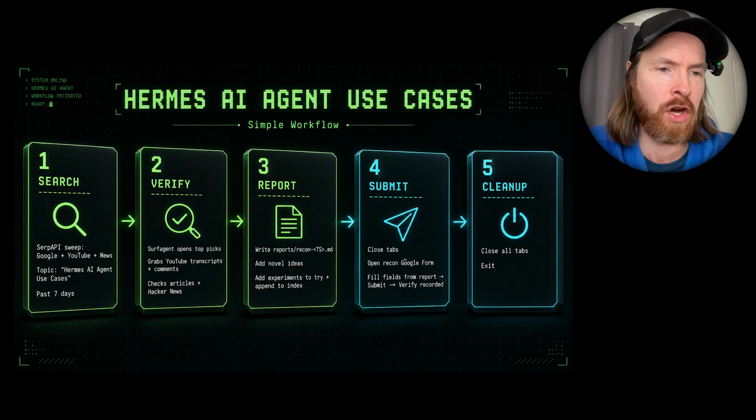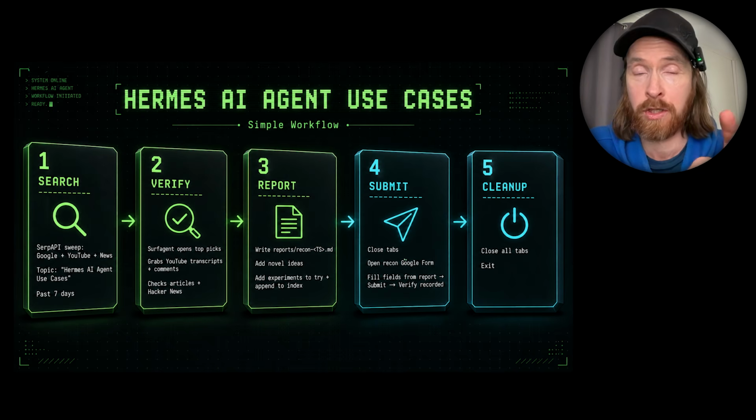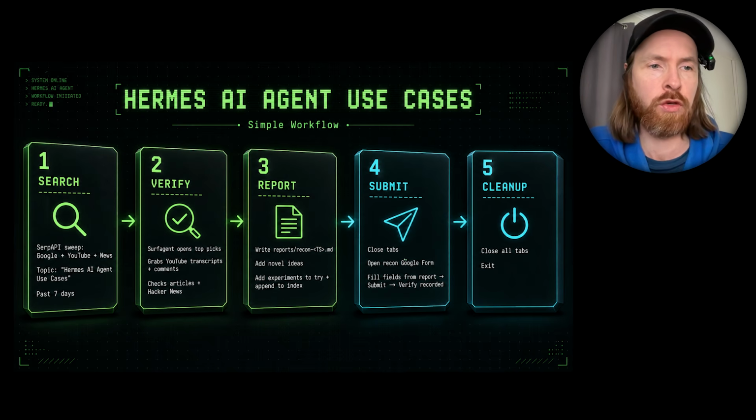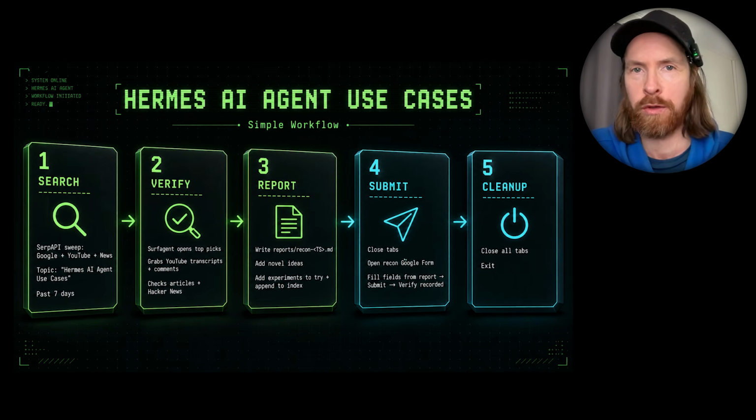We want to do a search using the SerpApi, that is today's sponsor. I'm going to tell you more about them later. We do Google, YouTube, news search. We search for Hermes AI agent past 7 days. We verify this using our Surfagent by going to the browser, fact checking, looking at all the sources.